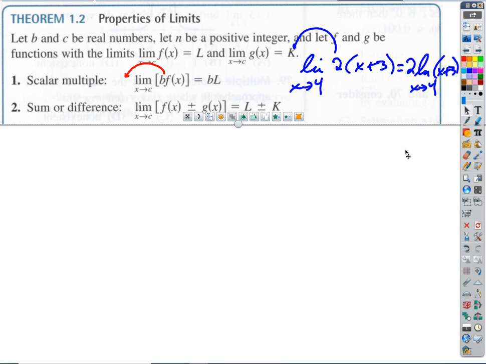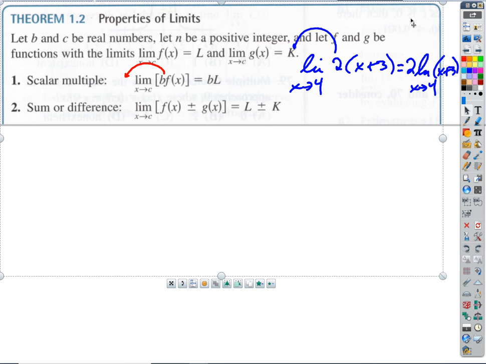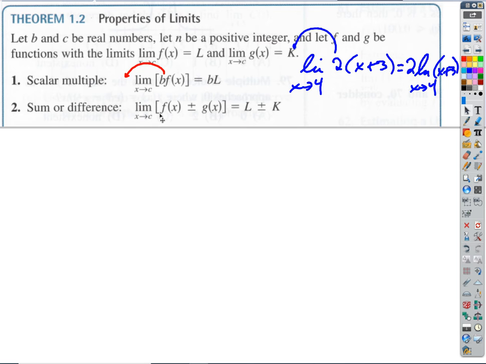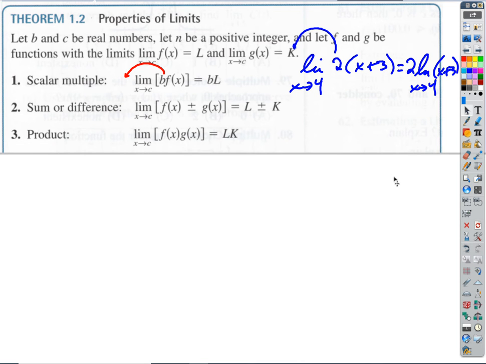Okay, some are different. If I'm taking the limit of the quantity f of x plus or minus g of x as x approaches c, well, I'm just going to take the limits individually. I could break it up into separate limit statements if I wanted to. All the same, no big deal. Product. If I'm taking the limit of the product of f of x times g of x as x approaches c, I could just evaluate directly and get L times k, or I could separate that into the limit of f of x times the limit of g of x.